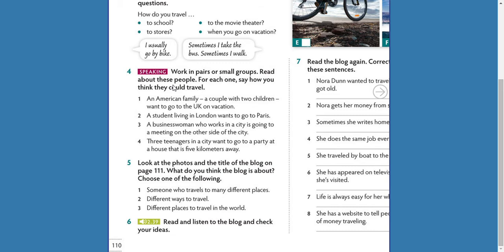Number 4. 3 teenagers in a city want to go to a party at a house that is 5 kilometers away. No? 3 students want to go to a party. This party or the house is 5 kilometers away. So how do they go to the party?